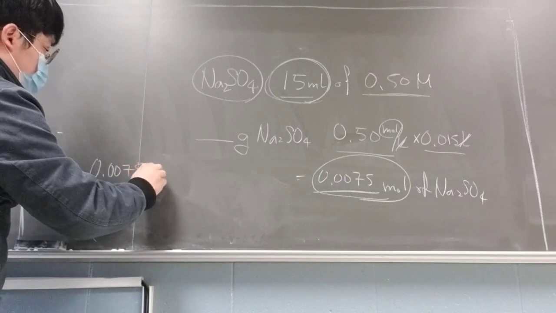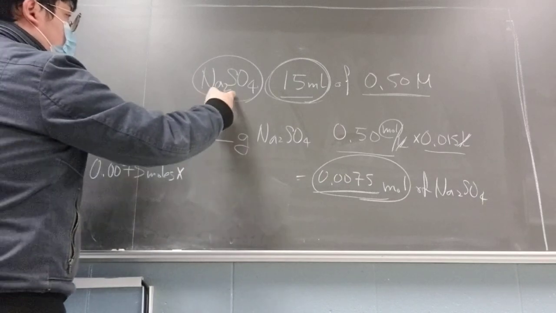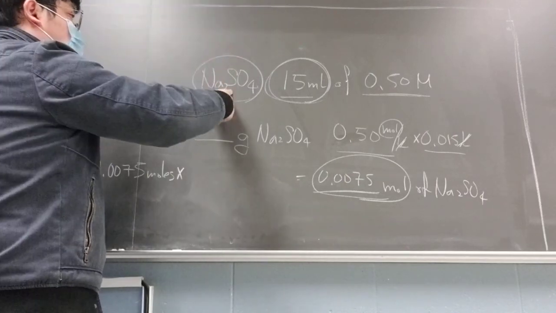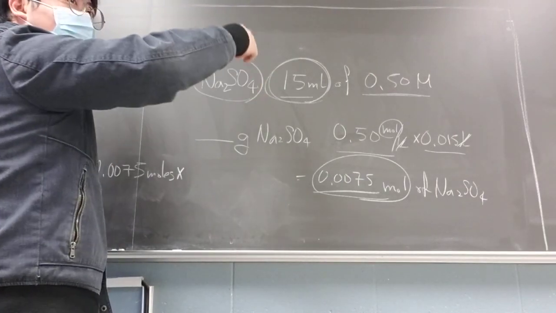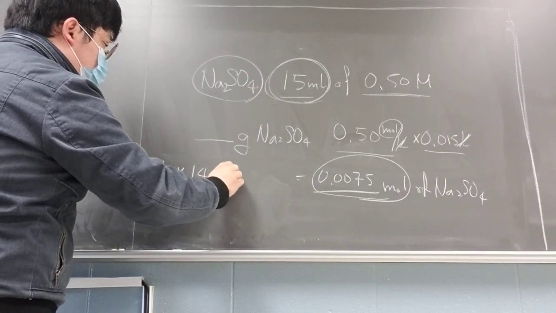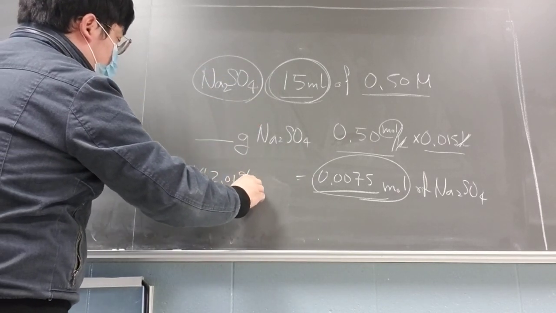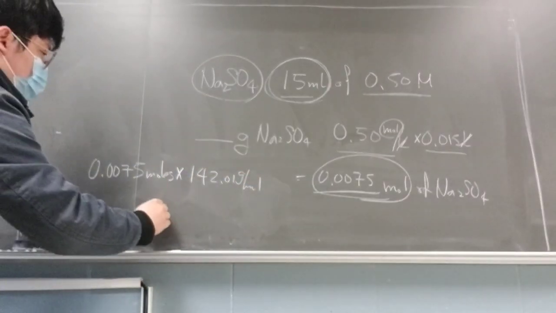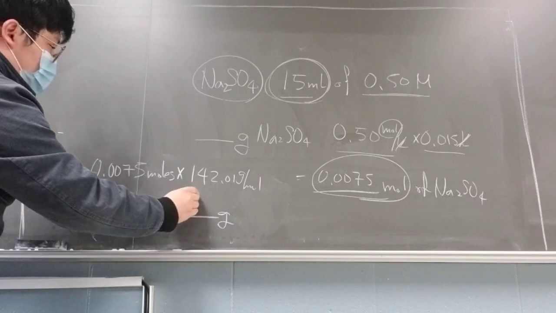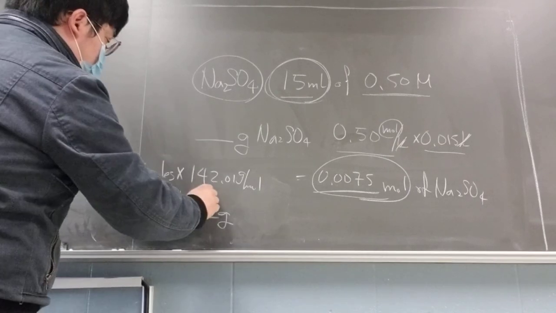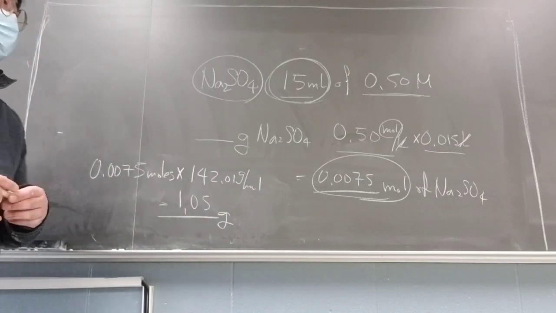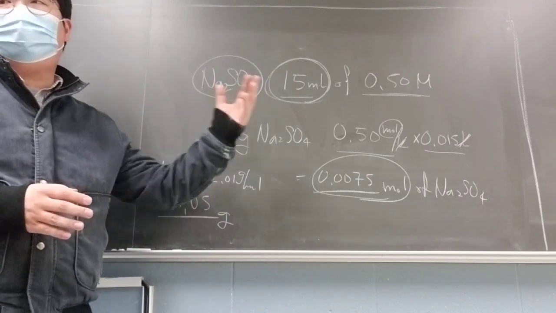So that will be 0.0075 moles times, if you add up all the sodium 23, sulfur, oxygen and so on, 142.01 something. Okay, and then you'll get the number in grams. This is approximately 1.05, or something like that. But the key point here is that now we just did it backward.